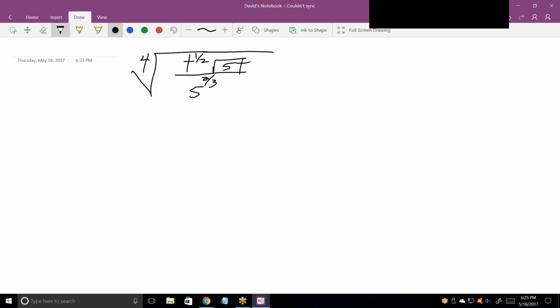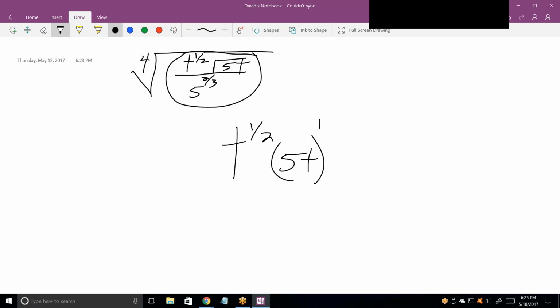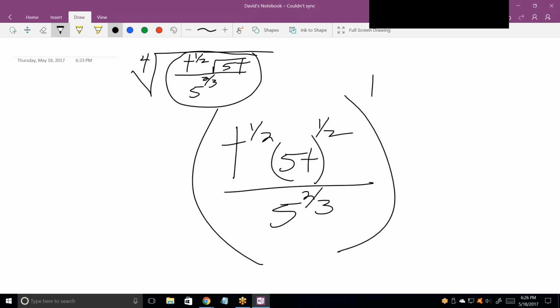Yeah. The secret here is to put everything in the same notation. Right now we have a mixture of radical signs and fractional exponents. So let's take this whole thing and first of all make it t to the 1/2, 5t to the 1/2. That's our numerator, all over 5 to the 2/3. So that's what's inside the radical, right? Right. Now we're taking all of that to the 1/4 power.